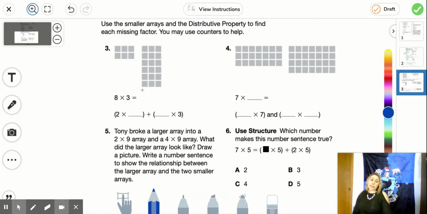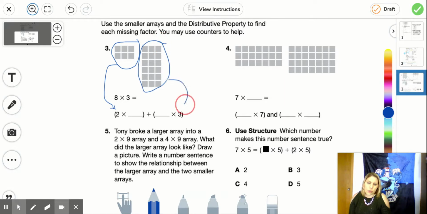So it shows us this was originally 8 times 3. And they broke it into 2 times a number plus a number times 3. So this first smaller array is going to be this first parentheses, this first fact, 2 times a number. Well, there's 2 rows. Each row has 1, 2, 3. This second array that they made is going to go in this second spot here. You're going to figure out how many rows are there, and each row has 3.